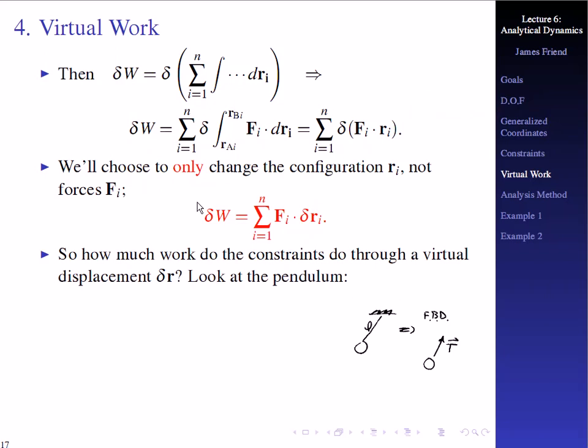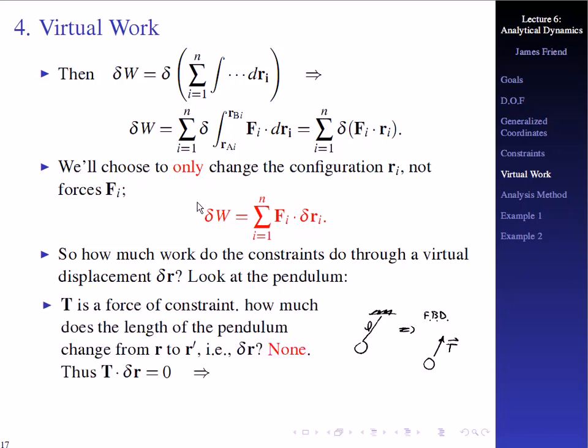So how much work do the constraints do through virtual displacement delta R? Well, let's look at the pendulum. It's a good example. We have a bob with length L here. We did a free body diagram. I promise we wouldn't do any more of these, but we won't have to do too many more of these. That has a tension in the bob, T. T is a force of constraint. Now, how much does the length of the pendulum change from R to R prime? So if it goes from here to here, how much does this length actually change? Doesn't change at all, does it?